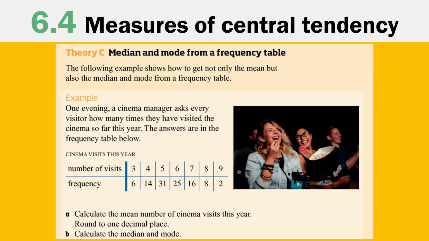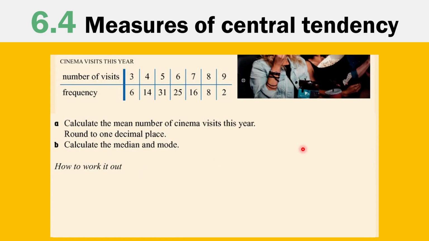Last thing, median and mode from a frequency table. I'm going to do this rather quickly. I'll skip this one. Let's say you have a frequency table. Number of visits to the cinema and the frequency. 3, 6, 4, 16, yada yada. So once again, that means there are 31 days that there are 5 visits. 25 days there are 6 visits, etc.